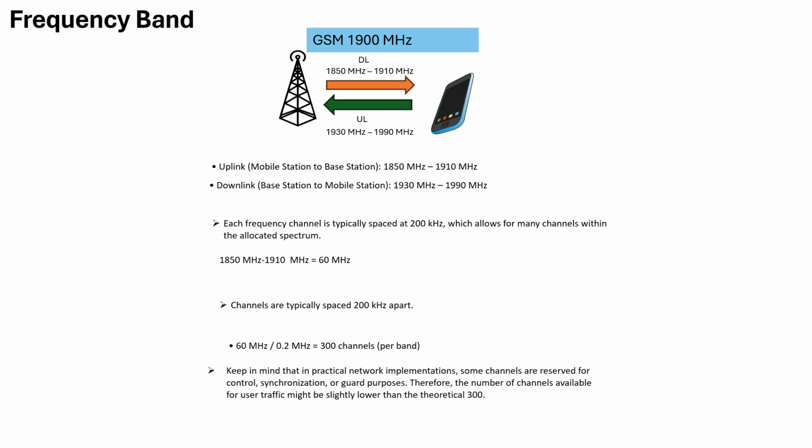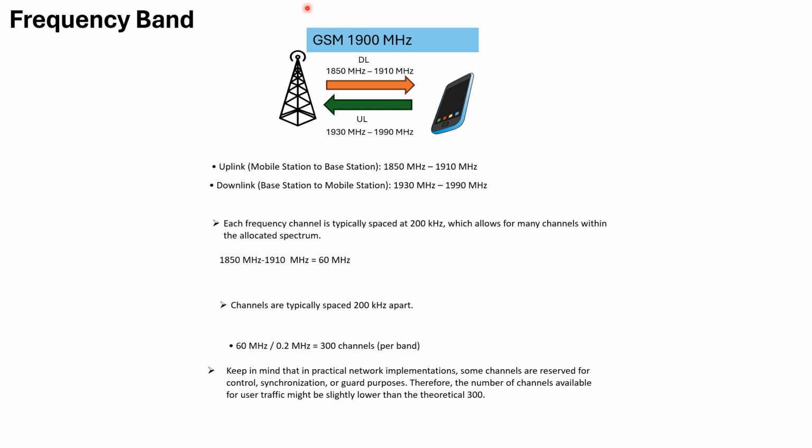Here's an explanation of the GSM 1900 MHz frequency band. Frequency bands, uplink. This is the frequency range used for communication from the mobile device, mobile station, to the base station, which spans from 1850 MHz to 1910 MHz. Downlink. This is the frequency range used for communication from the base station to the mobile device, which spans from 1930 MHz to 1990 MHz.